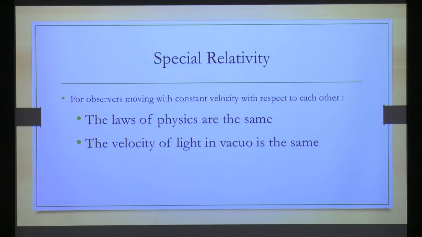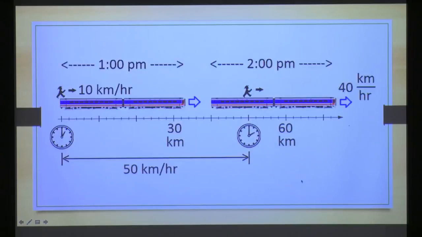And it is based, as I said, on the fact that the velocity of light in vacuum is the same for everybody. So, just to remind you, this is what Newton said. I'm on a train going 40 kilometers per hour. I'm walking at 10 kilometers per hour. So in 1 hour, I would have done 40 plus 10, 50 kilometers.